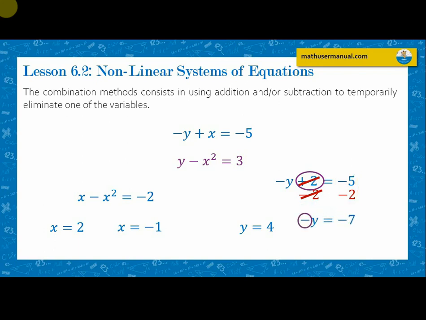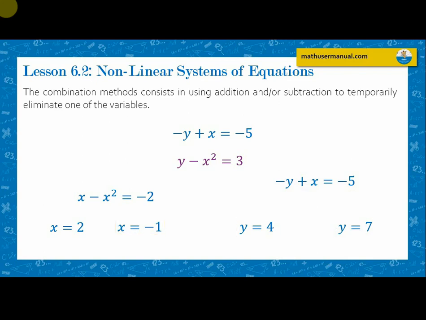One more time, the y has a negative, so we can cancel it by dividing by negative 1 or multiplying by negative 1. The negatives cancel, but we have to multiply the right side by negative 1 as well. Negative 7 times negative 1 equals positive 7. These are the two values of y. All we have to do now is match them.